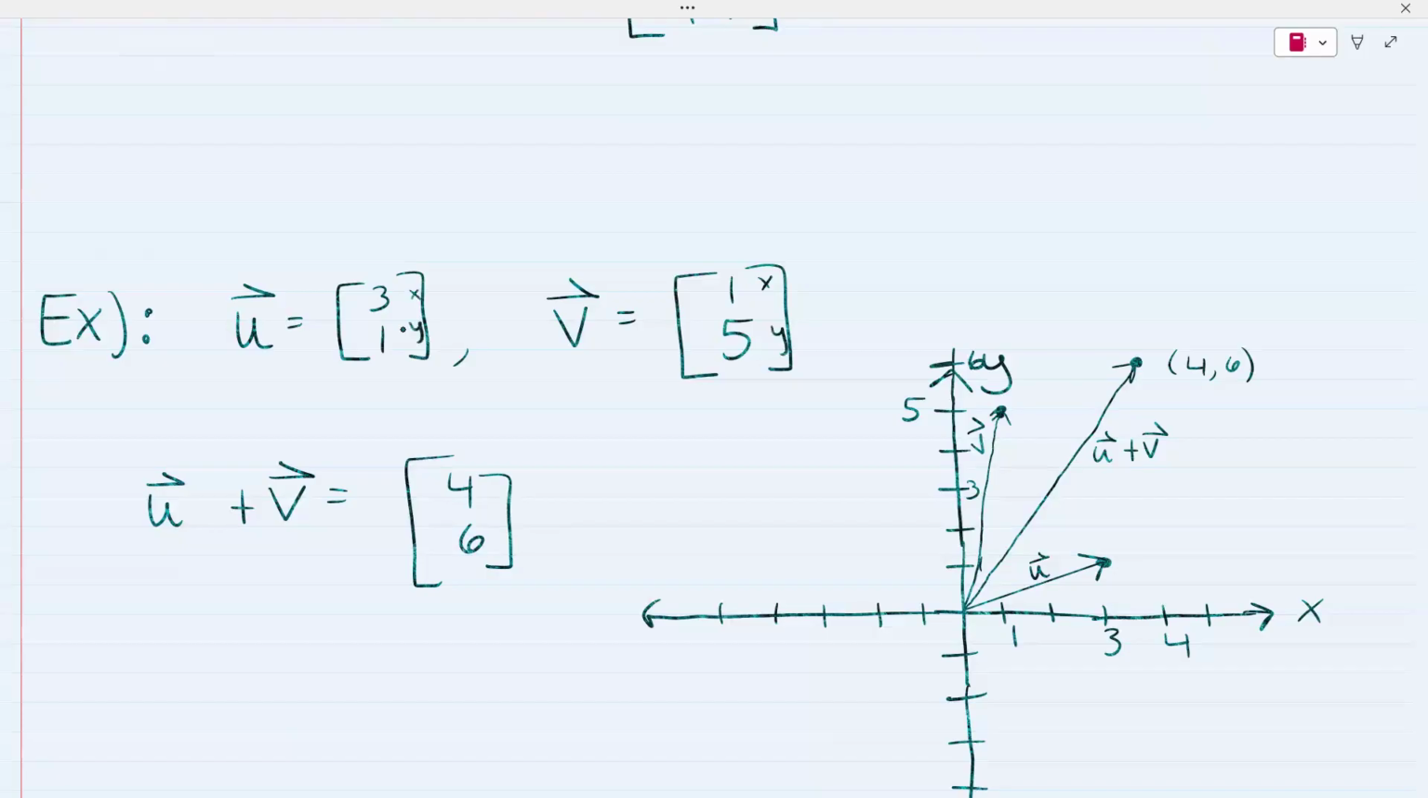And then vector u plus vector v would be 4 comma 6 because you just add them up across the row. So 3 plus 1 is 4, 1 plus 5 is 6. So what you do is plot the point 4 comma 6 and then always connect the dots from the origin, right? So this would be vector u plus vector v.